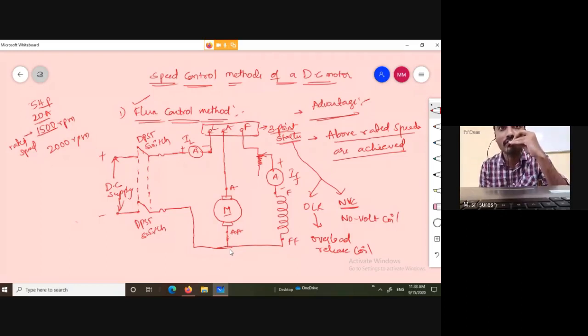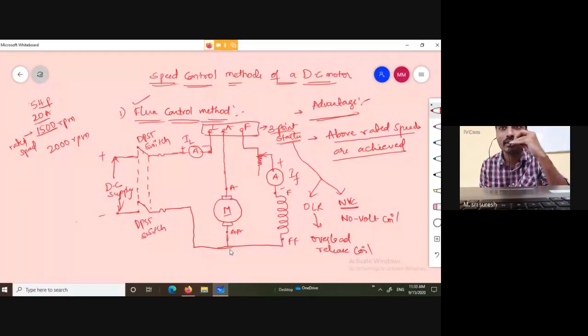That means if you switch on the supply, the motor is not connected to the supply. Why? Because here the starter is there. I already told that at the time of starting, the motor draws a huge amount of current. So in order to reduce that, we are connecting a number of resistances in series. Why? Because resistance will oppose that current. So the resistance will increase. That maximum resistance value we are keeping in series with the armature, so the armature current is reduced at the time of starting.